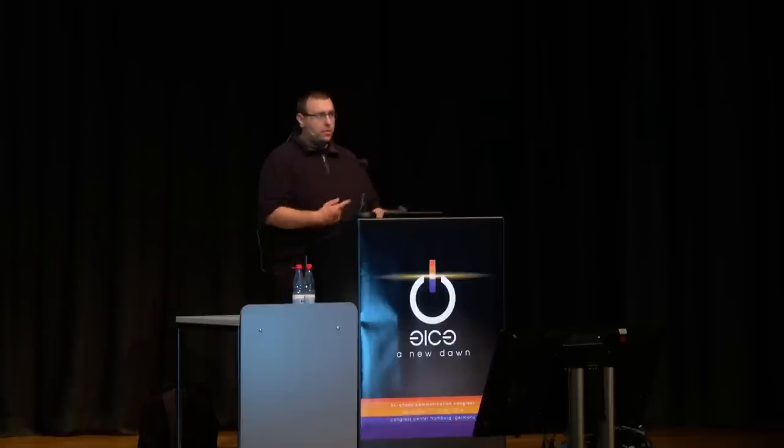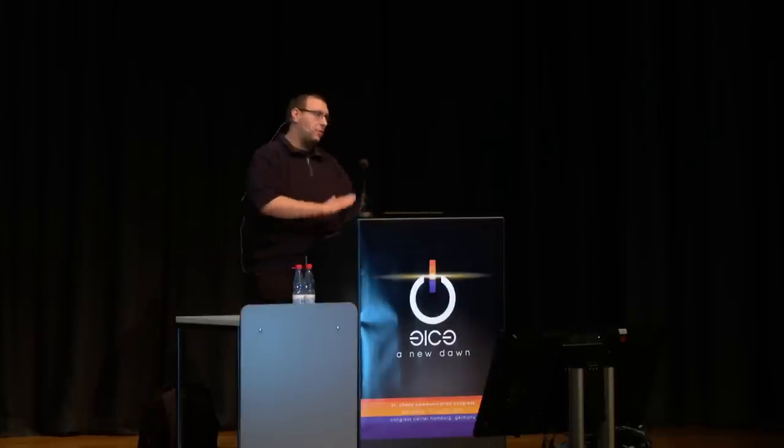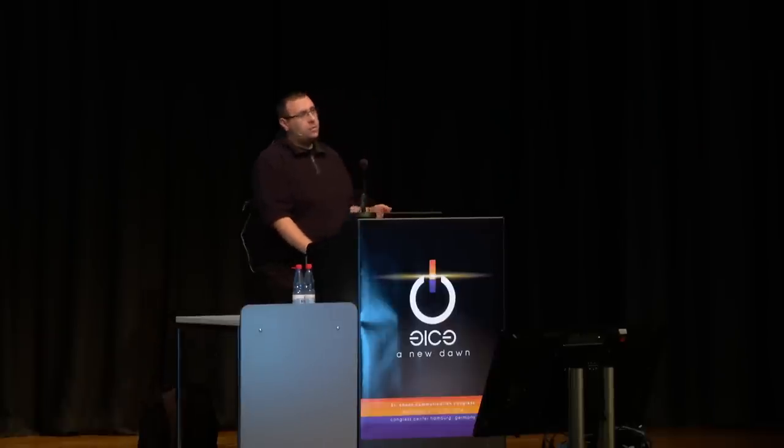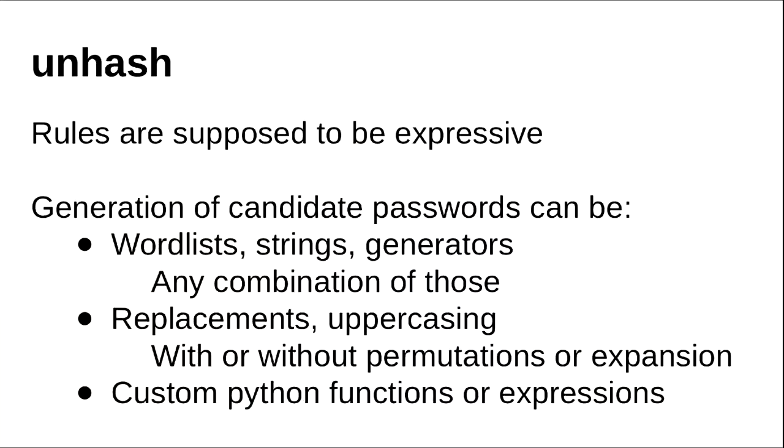In the data mining process, when the sieving algorithm classified the passwords, I collected all the data. For instance, all numbers that were 4 in length were collected, and after that you have a word list that is based on occurrence of the top used numbers, the probability that somebody will use a given number. Rules are supposed to be expressive in unhash, and you can use any combination of word lists, strings, generators, any combination that you want to generate candidate passwords.